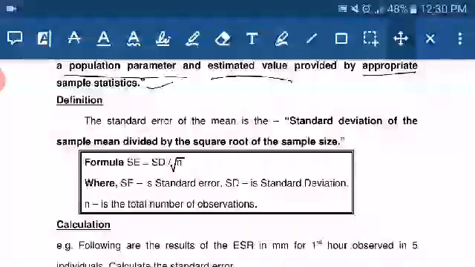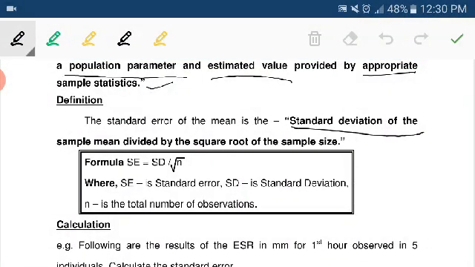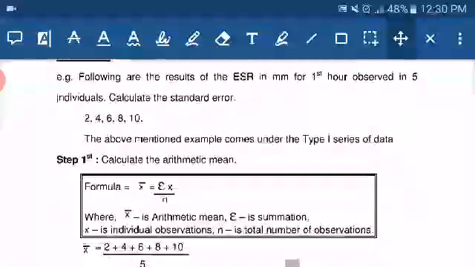Definition: the standard error of the mean is the standard deviation of the sample mean divided by the square root of the sample size. SE, the standard error, equals SD upon square root of n, where SD is the standard deviation and n is the total number of observations. Following is the example.